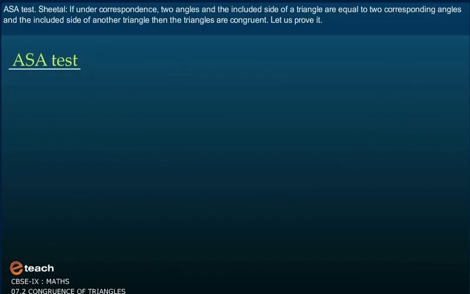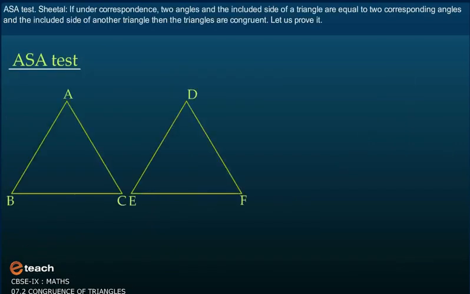ASA test. Sheetal says, if under a correspondence, two angles and the included side of a triangle are equal to two corresponding angles and the included side of another triangle, then the triangles are congruent. Let us prove it.